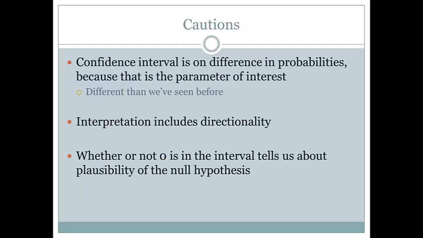A couple of words of caution. Keep in mind that this confidence interval is on the difference in probabilities because that's our parameter of interest now. This is different than we've seen before and can be a little bit tricky the first couple times you work on it. When you're interpreting confidence intervals, try to include a statement about directionality. Which group is bigger than the other? That really helps the reader or the person you're talking to better understand what's going on in the study.